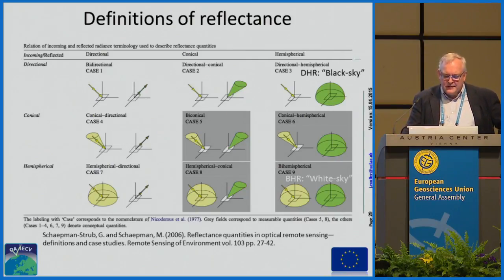We have two particular types of albedo. One, of course, which just has a single sun in the sky. It's like being on the moon. We're looking at the hemispherical reflectance over all angles. And the other one is called bihemispherical reflectance or white sky or sometimes blue sky.